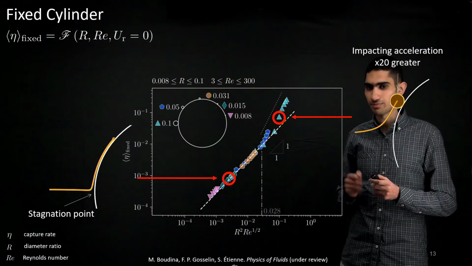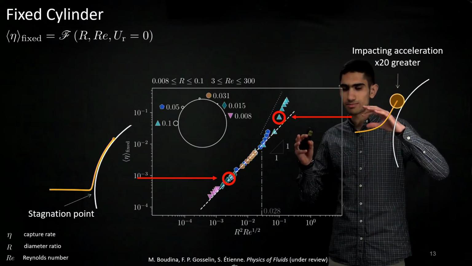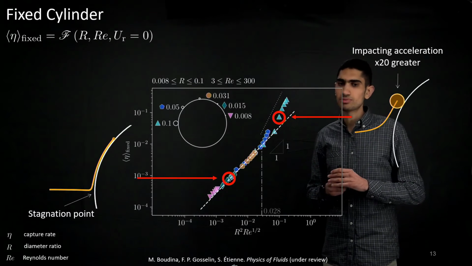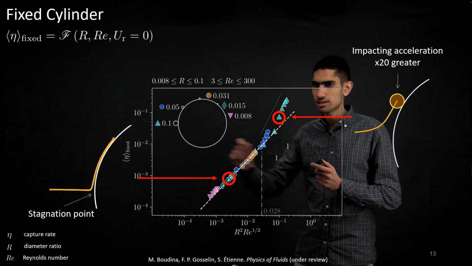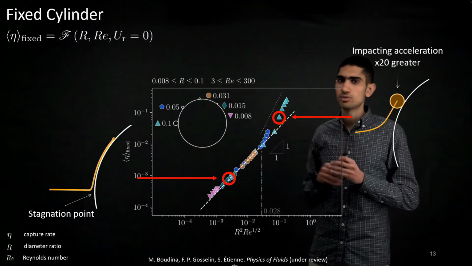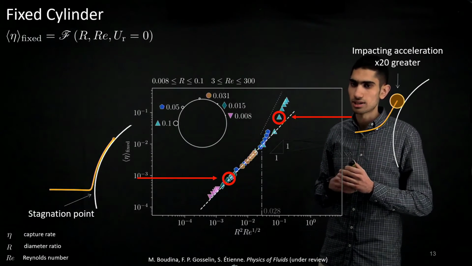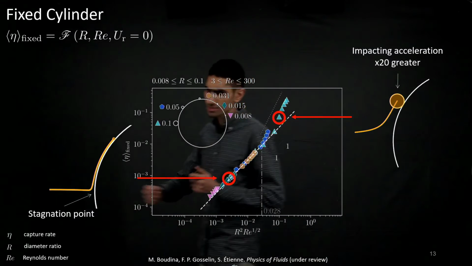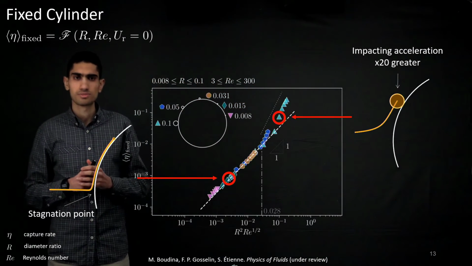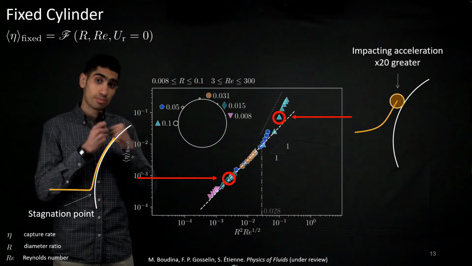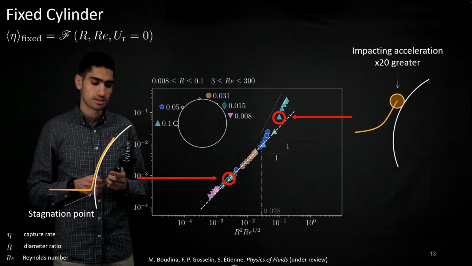We have a scaling. And to see the difference between these two scalings, I'm showing you here the trajectories of particles. For small particles, you can see that the trajectory is quite straight at the beginning, and then abruptly turns near the stagnation point here, and then gently continues its path. Whereas for the larger particle, it deviates earlier and then impacts the cylinder more strongly.